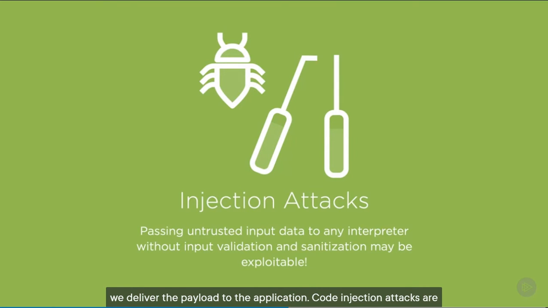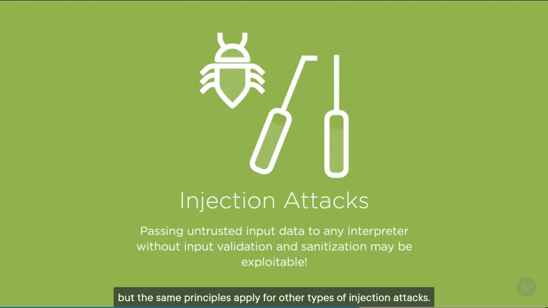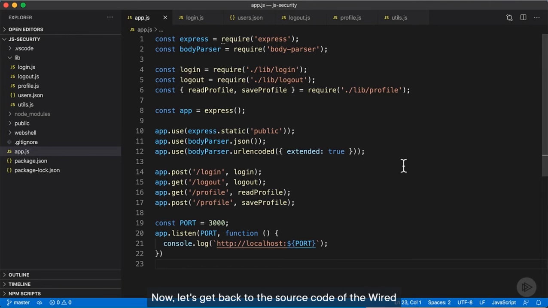Code injection attacks are one example of a broader category of vulnerabilities. Any untrusted input that is interpreted without proper validation or sanitization may lead to an exploitable vulnerability. This problem is especially prevalent for database query engines and operating system shells. In this module, we focus on injecting code to JavaScript engines, but the same principles apply for other types of injection attacks. Now, let's get back to the source code of the Wired Brain Coffee e-commerce application.